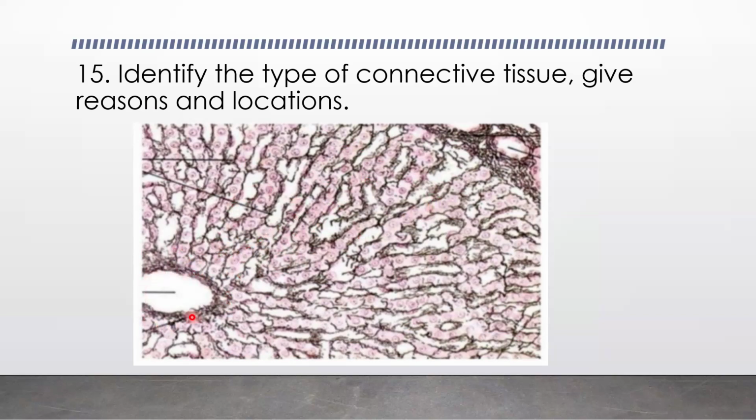At this point, you can appreciate this is a portal vein. Sorry, this is a central vein. The central vein, and on this other end, you can appreciate the portal triad. The portal triad has a branch of the bile duct, a branch of the portal vein, and a branch of the hepatic artery. So that is a portal triad. And this is the central vein, and these are the hepatocytes, the cells of the liver. So this organ ideally is the liver with the reticular fibers.